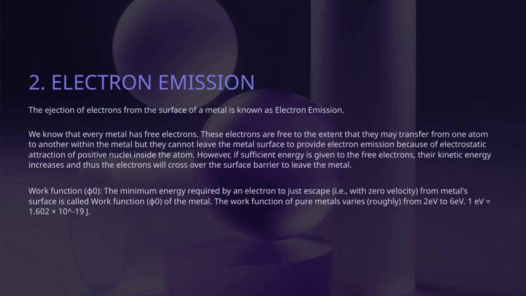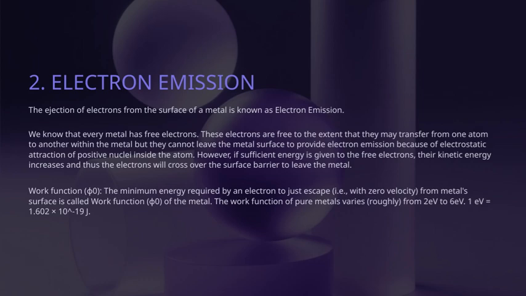electrons in place. However, if we supply enough external energy to these free electrons, their kinetic energy increases. Once they gain sufficient energy, they can overcome that surface barrier and escape the metal. This process of electrons leaving the surface when given enough energy is known as electron emission.